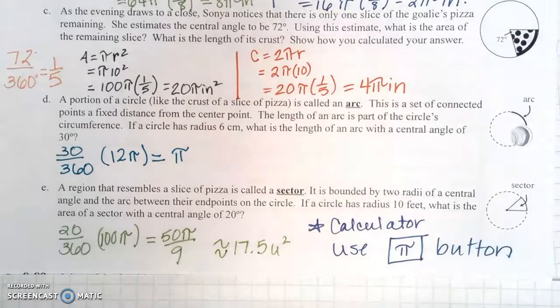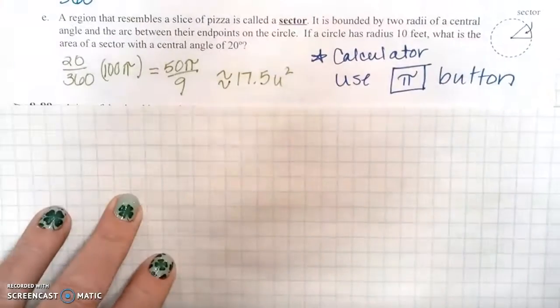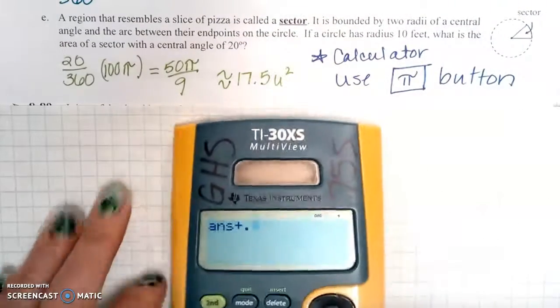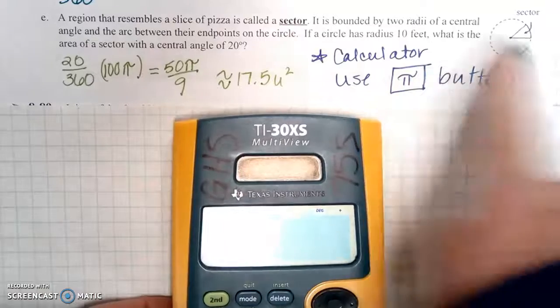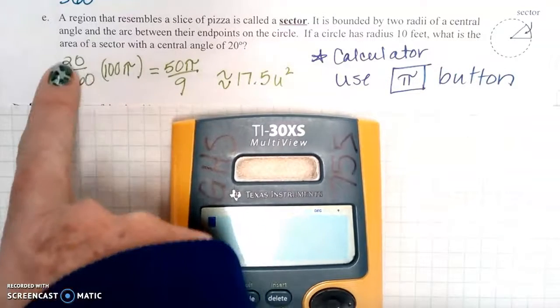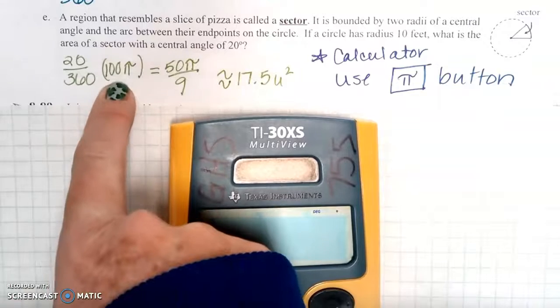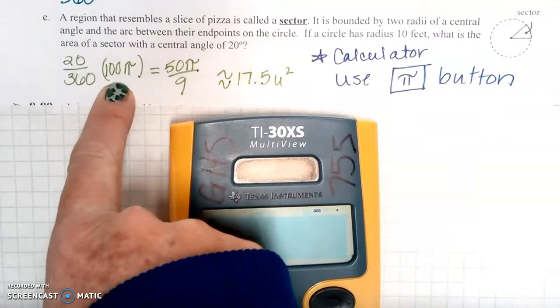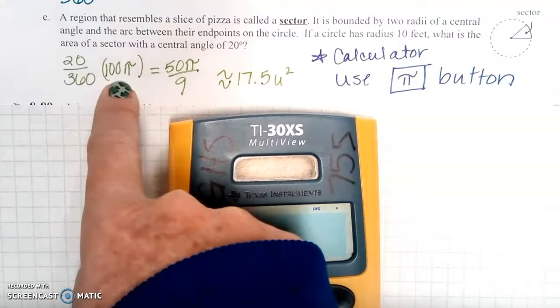Let me switch to this calculator that's not in some weird mode. Okay, move it up just a tad. All right. Okay, so this sector is 20 degrees, so we're going to write 20 over 360. We know that the radius is 10, so 10 squared is 100 times pi, which is 100 pi.